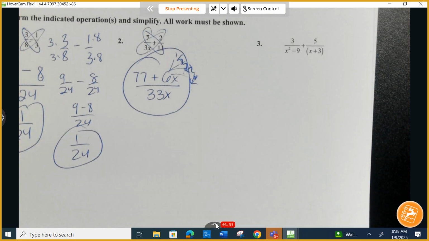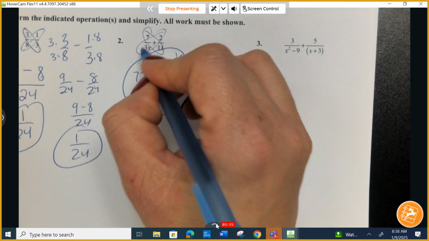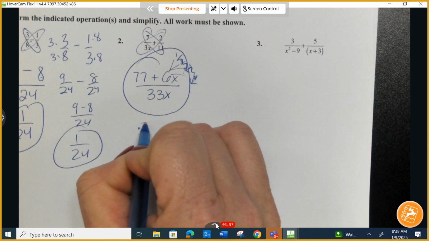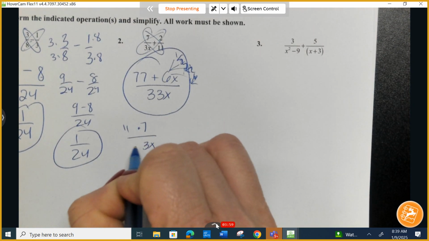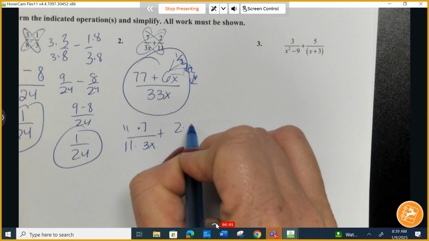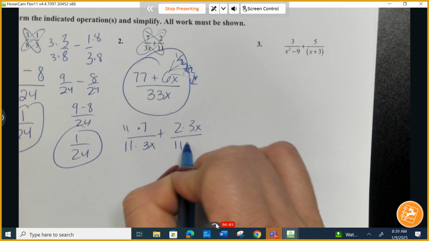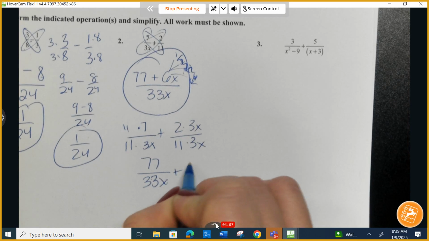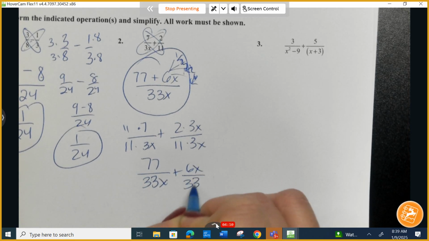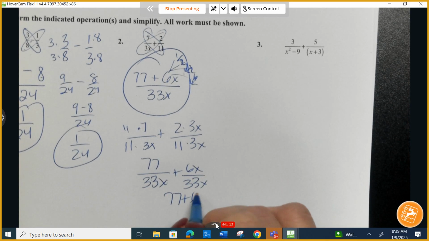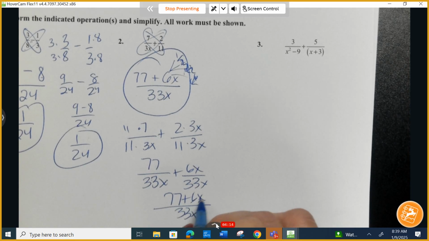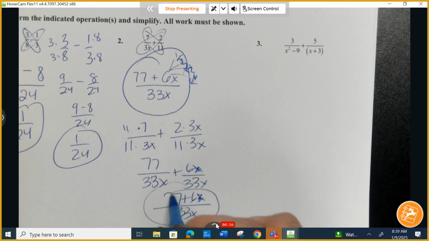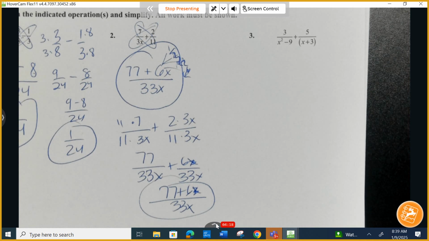And I could have also achieved that the old school method, again, recognizing I could take 7 times 11 and 3x times 11, 2 times 3x, and 11 times 3x, and that's how to have 77 over 33x plus 6x over 33x, and then I combine them. Again, to me, it seems like sometimes this is a longer process, and here's a perfect example.